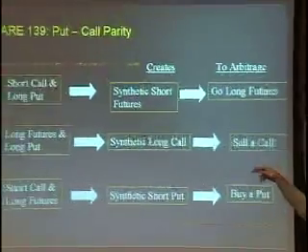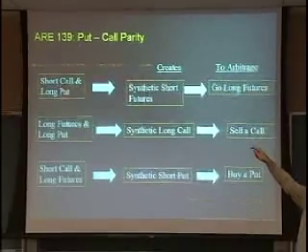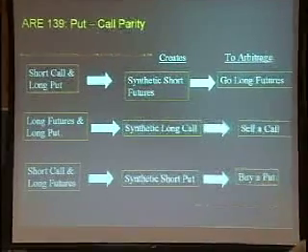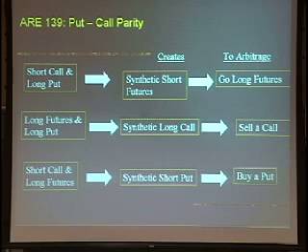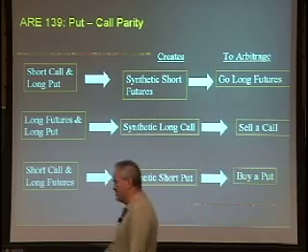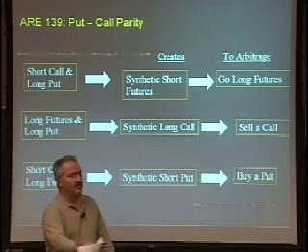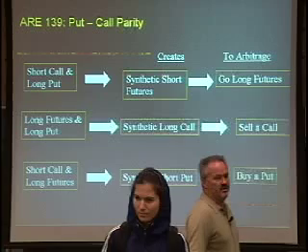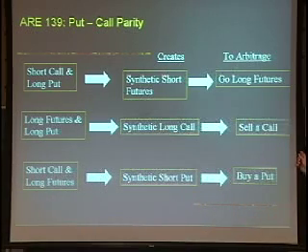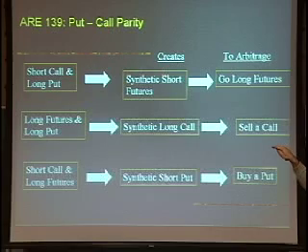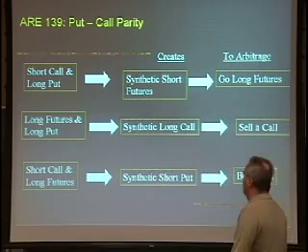So if you think there's an anomaly, you sell a call, you buy a put. The combination of those two, selling a call and buying a put, is exactly a short futures position. You've created a short futures position. So to arbitrage that short futures position, so there's zero risk, then you buy a futures contract. So you've got a long futures, a short call, and a long put. That's what we saw in the previous slide.